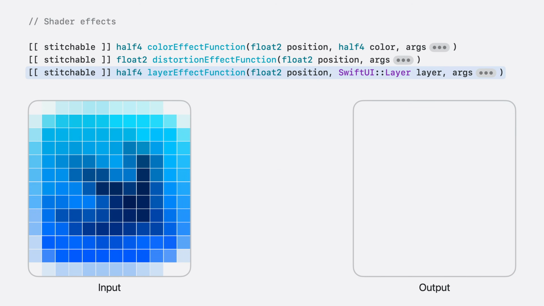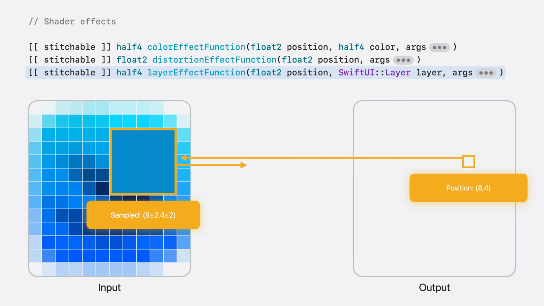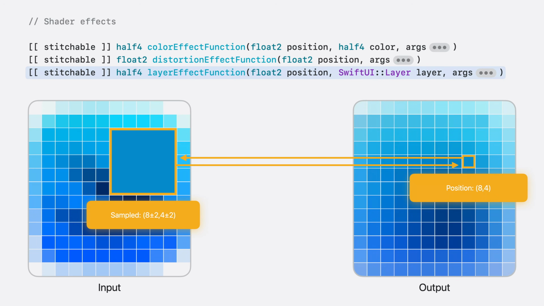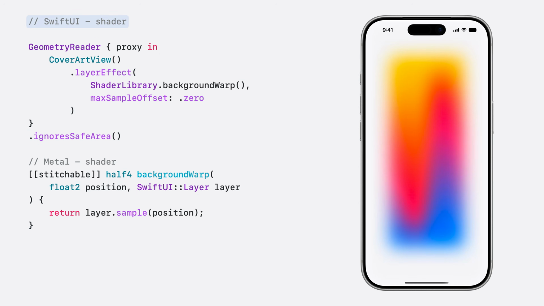Layer effect is the most flexible. The layer effect function still works per pixel, but it provides the layer of the entire view, which allows you to sample adjacent pixels or the entire region. This is useful for effects like blur, where the output pixel color depends on multiple input pixels. For my use case, distortion effect works, but layer effect provides the most flexibility.